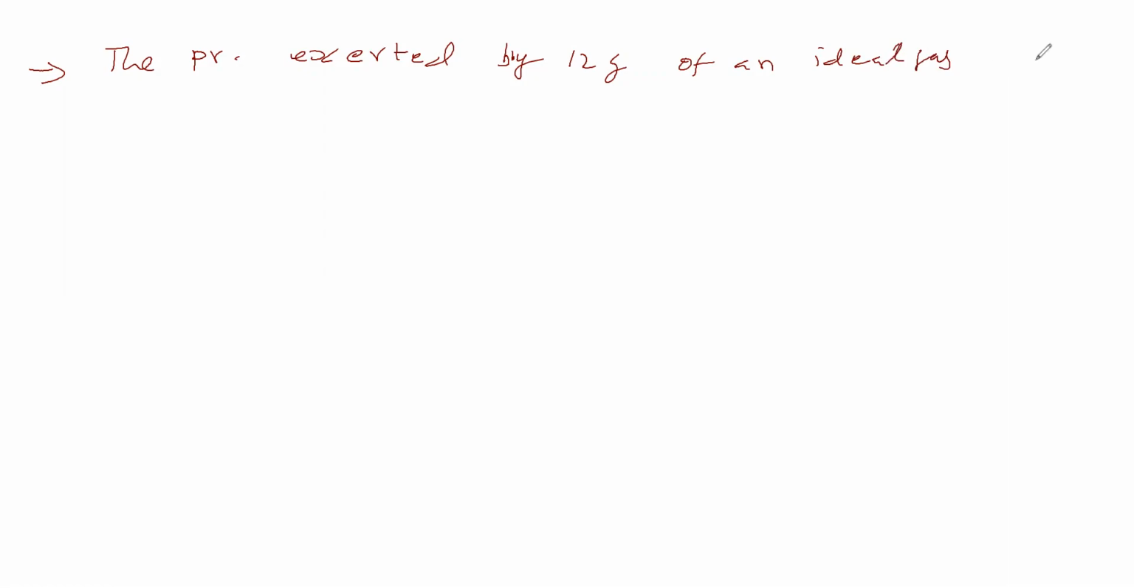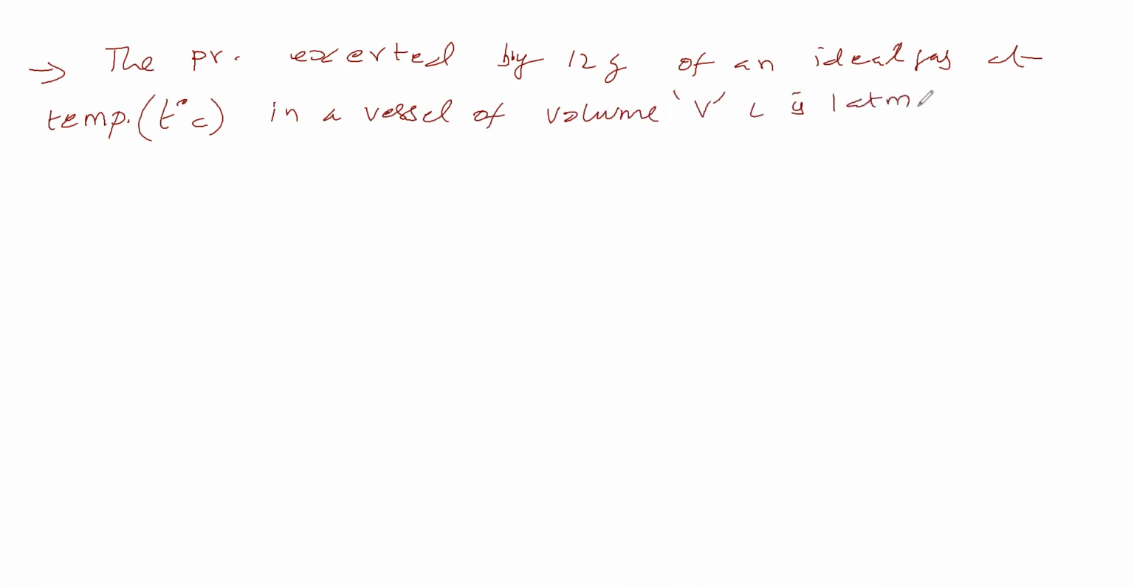This sum you have to do and tell me. So now the pressure exerted by 12 gram of an ideal gas at temperature T degree Celsius in a vessel of volume V liter is 1 atmosphere.